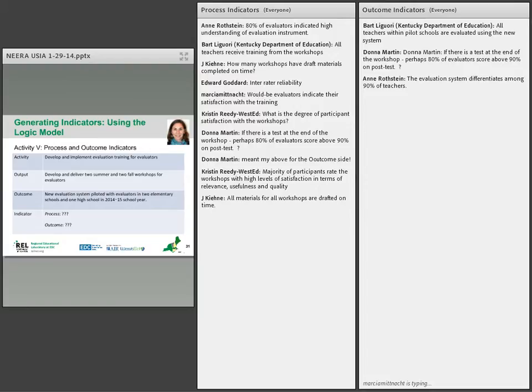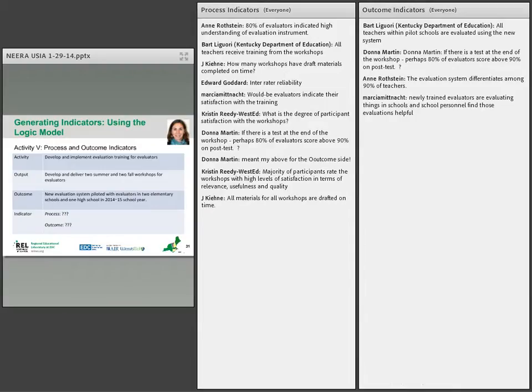We've got another one here. Majority of participants rate the workshops with high level of satisfaction in terms of the relevance, usefulness, and quality. So that's interesting. So that could be an outcome or a process indicator. It depends on how you think about it and what your outcome is in this particular example.